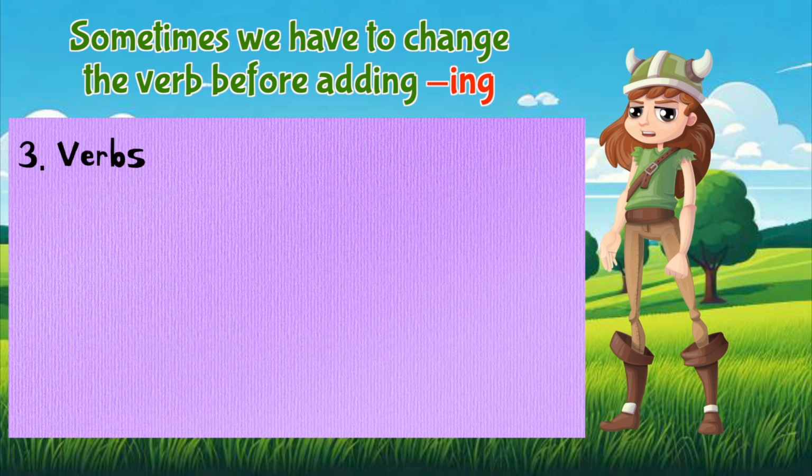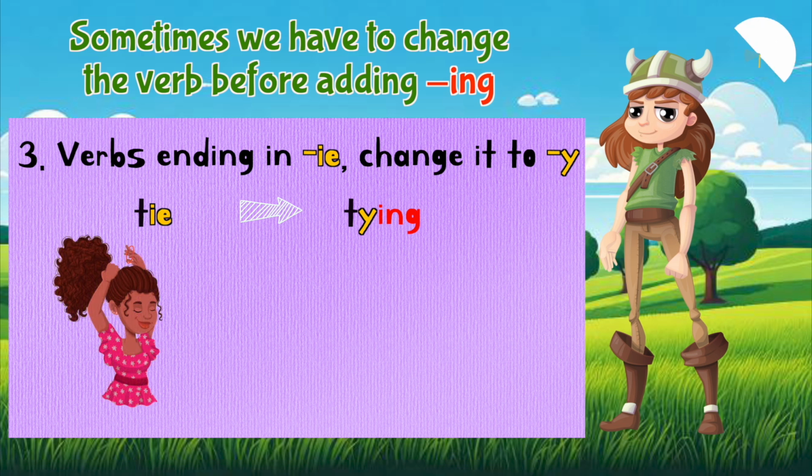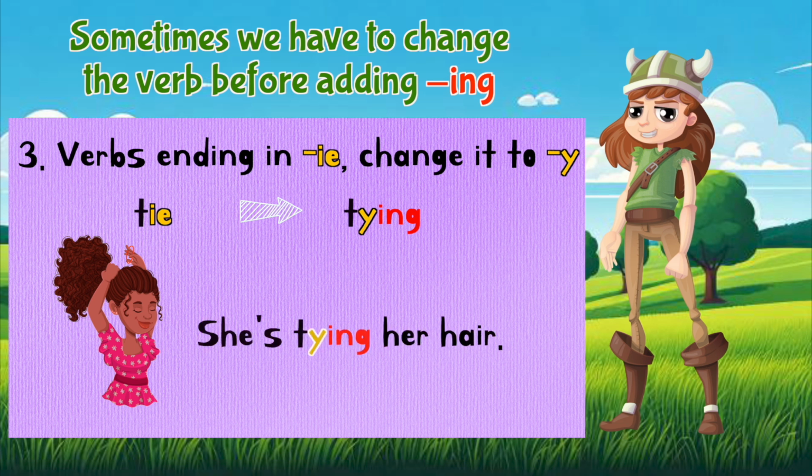For verbs ending in IE, change it to Y before adding ing, like tie, tying. One more time. You try it. She's tying her hair. Great job, everyone!